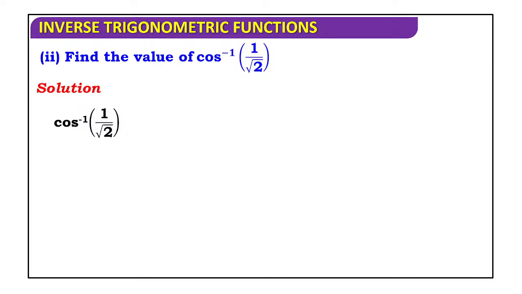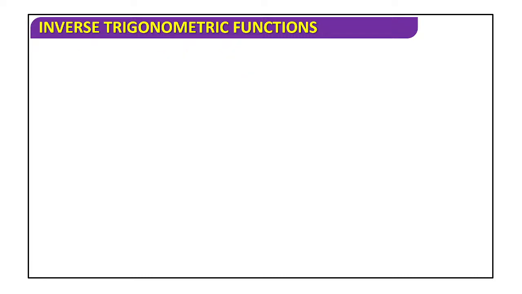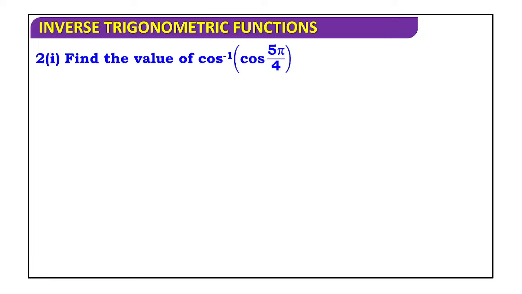1 by root 2 is nothing but 45, correct? No? Pi by 4. So cos pi by 4 is the answer, final answer. इधर minus sign कुछ नहीं है. Next, find the value of pi by 4. You have to also be careful in which quadrant this lies, okay, like that.